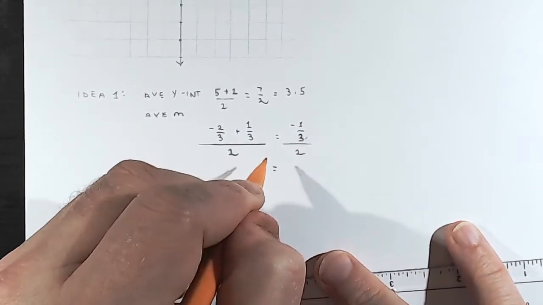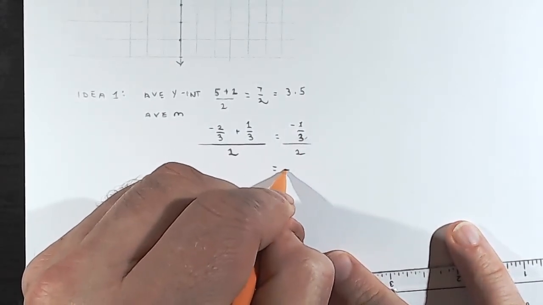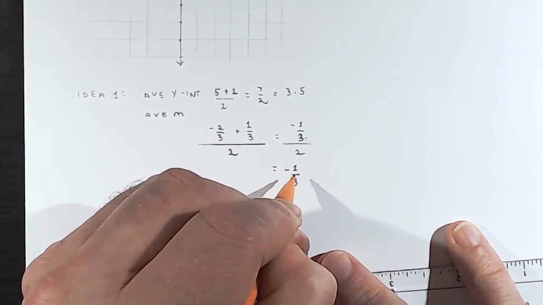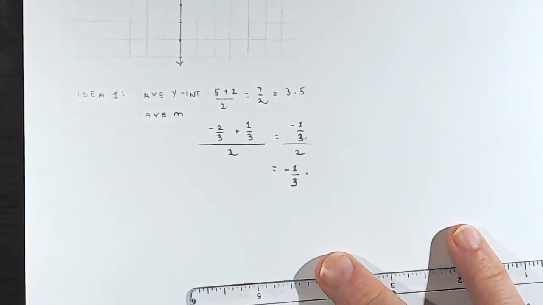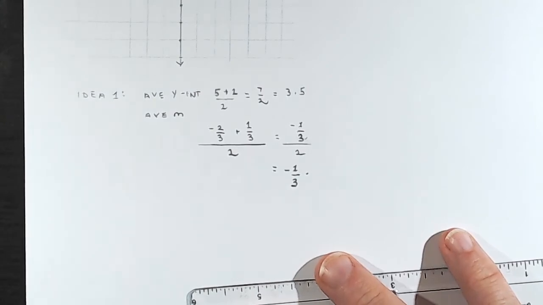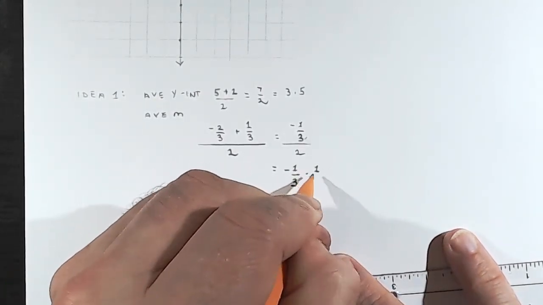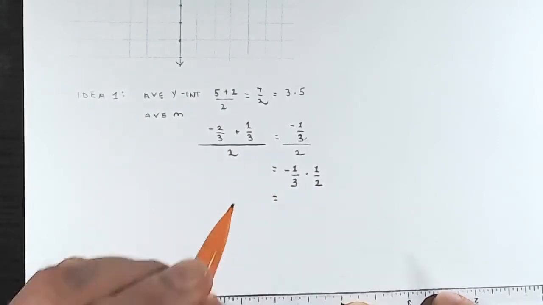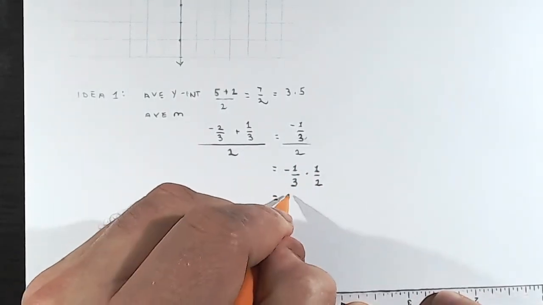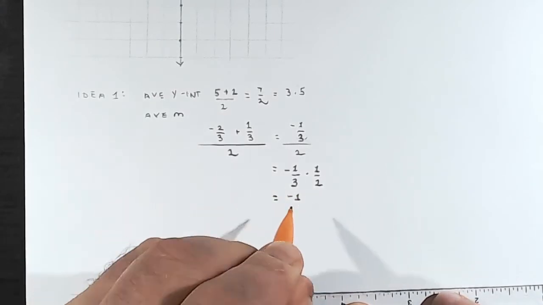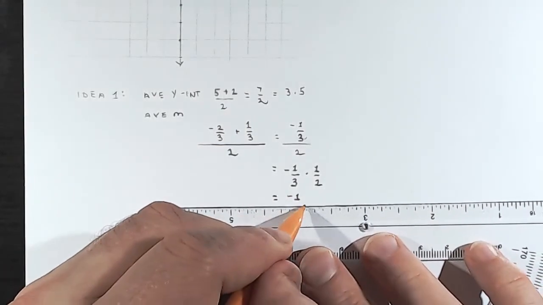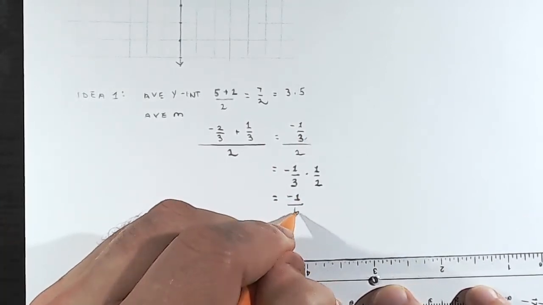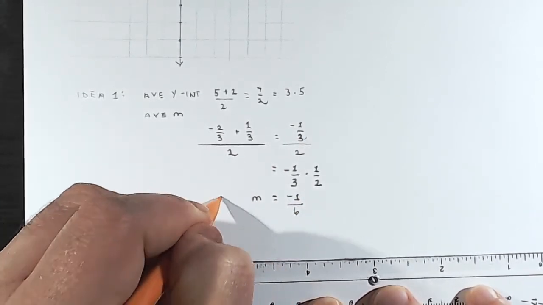So negative 1/3 divided by 2 is equal to negative 1/3 multiplied by the reciprocal of 2 over 1, which would be 1 over 2. Okay, so let's see what that is. You multiply the top, that's negative 1 times 1 is negative 1. And you multiply the bottom and you've got 6. So this is negative 1 over 6 would be my average slope.